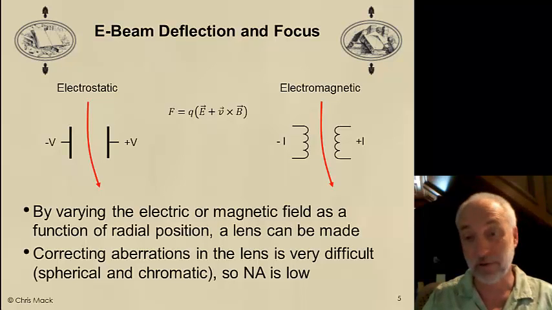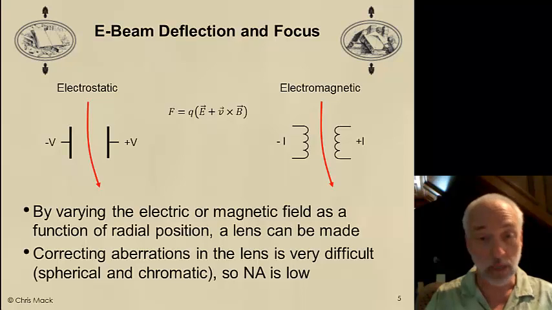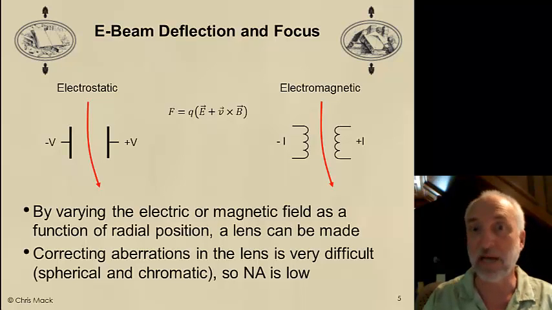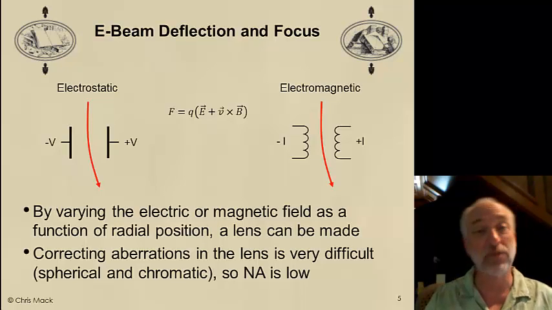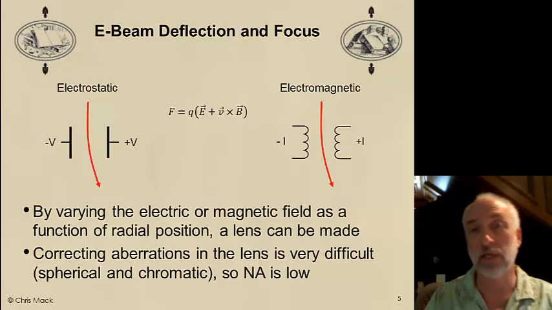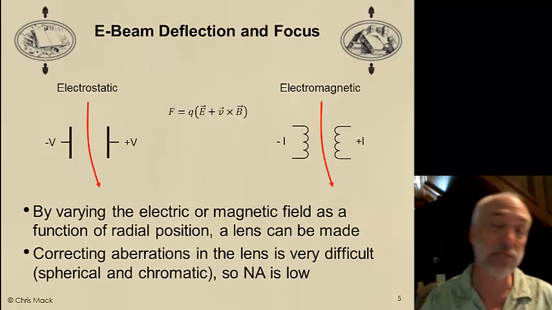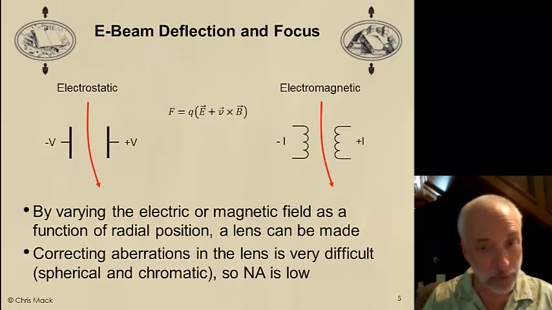Spherical aberration, chromatic aberration: different velocities of electrons will experience different forces and will be bent differently, just like different wavelengths will experience different refractive index in an optical lens. So we need to correct for these aberrations, but that's very difficult to do.